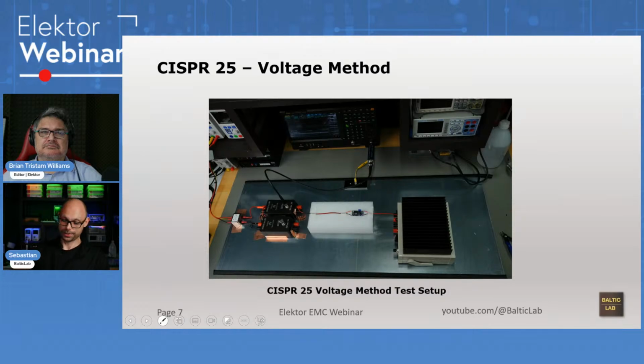Yeah, so this is a test setup. I'm just going to go over it real quick. We're going to go into more detail down the slides. So here I have a power supply. It's just a regular switch mode power supply. It goes into a power filter. From there, it goes into two LISNs, line impedance stabilization networks. What they are and what they do, we'll talk about later.